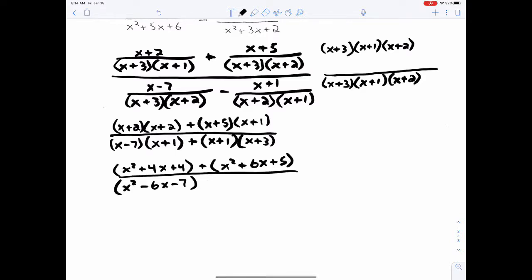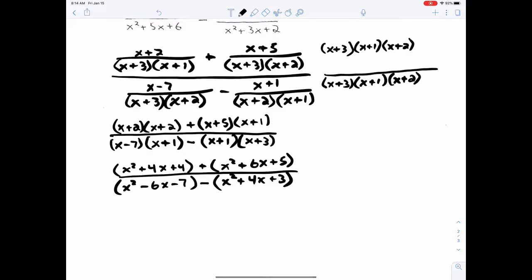Oh, sorry, that should be right here, I made a mistake. That should be a minus right there. Minus x squared plus 4x plus 3.